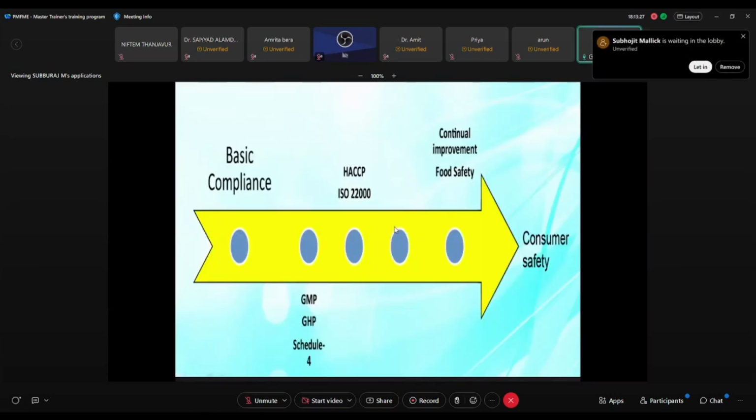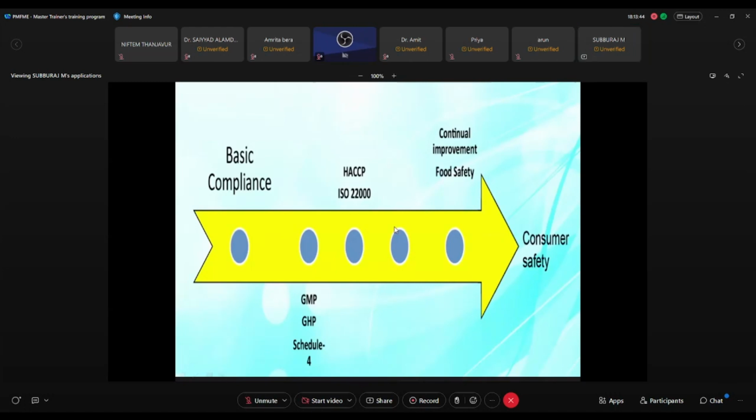Our main aim is consumer safety. Because of the earlier cases, consumer safety failed. So for achieving consumer safety, what do we have to do? At first, you have to see the regulatory measures, that is the basic fundamental compliances. Then we have to think about good manufacturing practices, good hygienic practices, and then Schedule 4. Schedule 4 is very beautifully mentioned in the Food Safety Standards licensing and registration regulations.